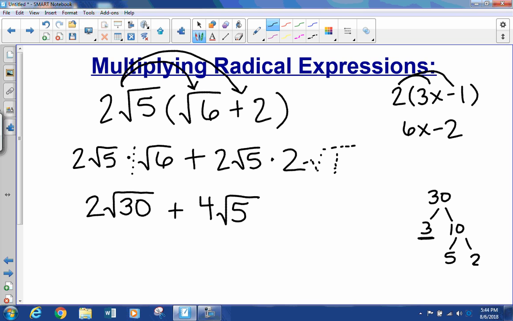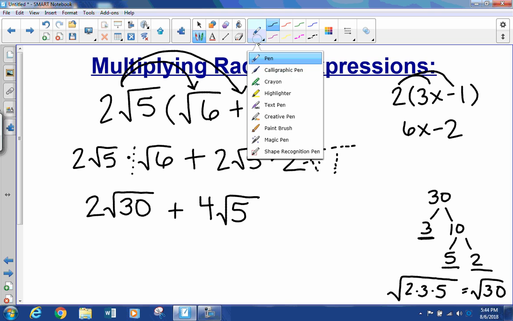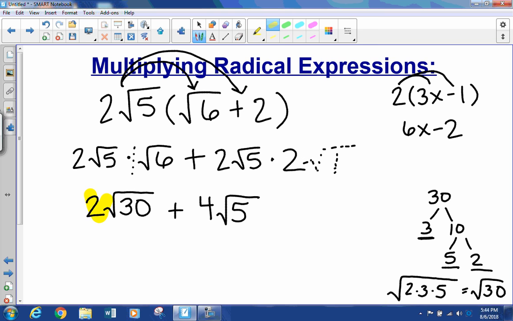But then if you tried to write this under one single radical, do you notice that there are no pairs? So nothing would get to come out. And essentially, you would wind up putting them back together to say, oh, it's still just the square root of 30. So in this case, 2 times the square root of 30 is also in simplified form. So I don't have to go any further with either of these, which makes the final answer to this problem 2 square root 30 plus 4 square root 5.